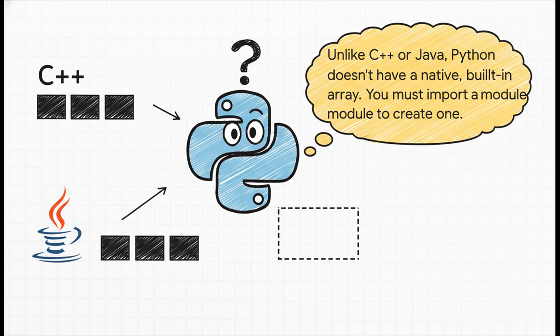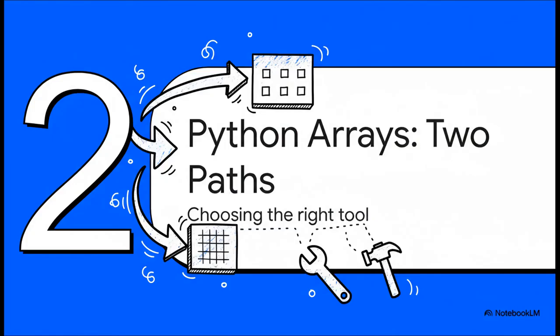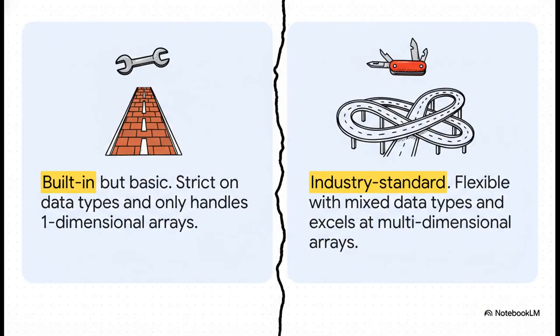So how do we get around that? Well, that leads us right to the two main ways we can actually work with proper arrays in Python. And picking the right one is all about choosing the right tool for the job. Yeah, this table pretty much sums it up. On one hand, you've got the array module. It comes built in with Python, it's very strict about keeping all data the same type, and it's pretty basic, one dimension only. On the other hand, you have NumPy. This is the industry standard, it's way more flexible, and its killer feature is handling multi-dimensional arrays.